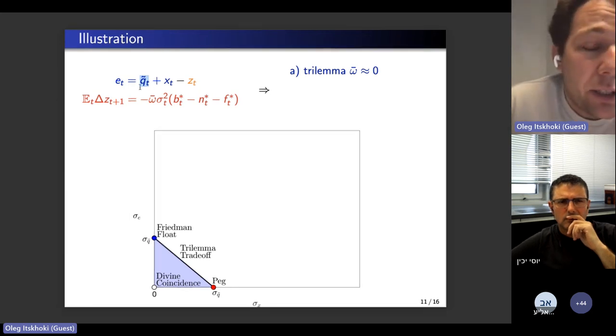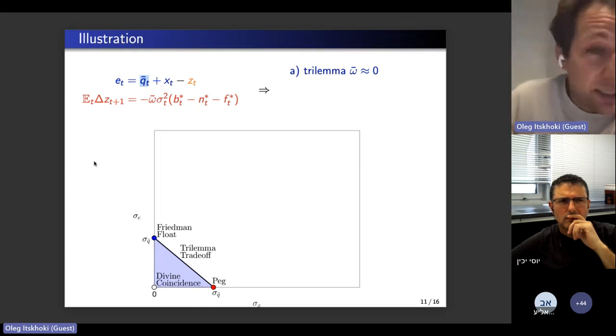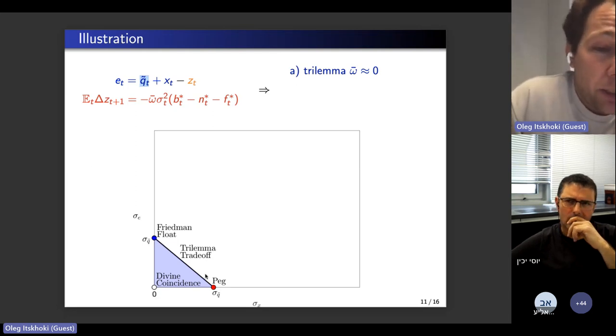In the case of divine coincidence, where Q tilde doesn't have volatility. Well, it's hard to believe that the first best real exchange rate does not have any volatility at all. So this is just like a theoretical possibility. More generally, we think of it as a triangle where this point is desirable.